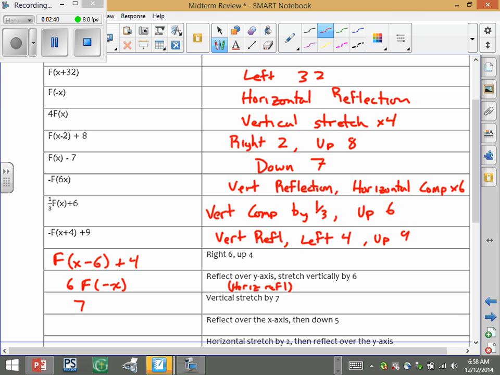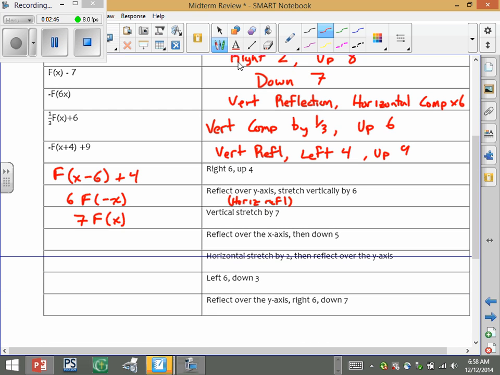Vertical stretch by 7 is just straightforward. Put a 7 in front of that. So reflect over the x-axis. Again, this would be a vertical reflection, which means there's a negative on the outside. So we go negative f of x, and then we're going to go down 5, so make sure that 5 is on the quote-unquote outside.